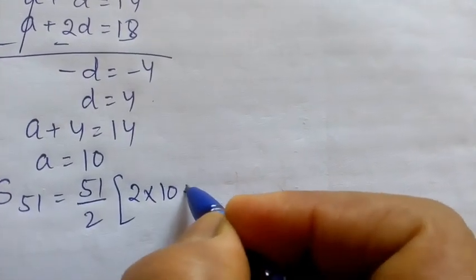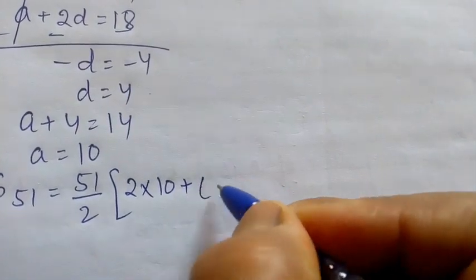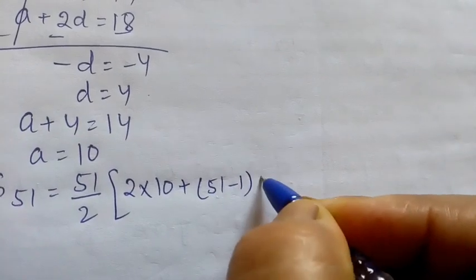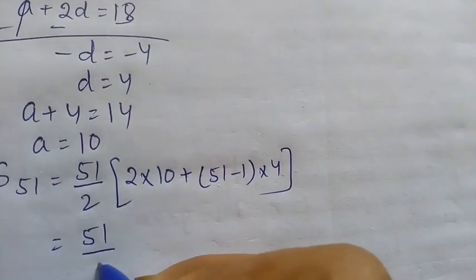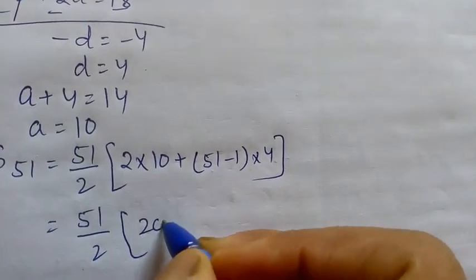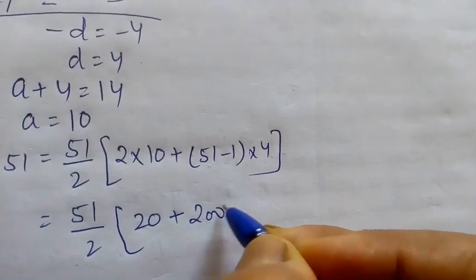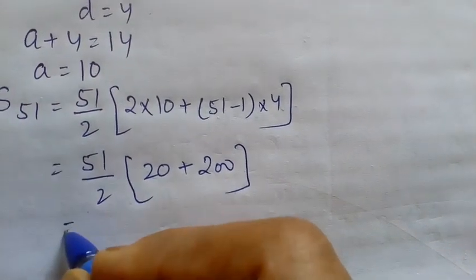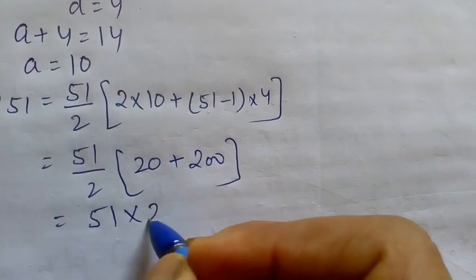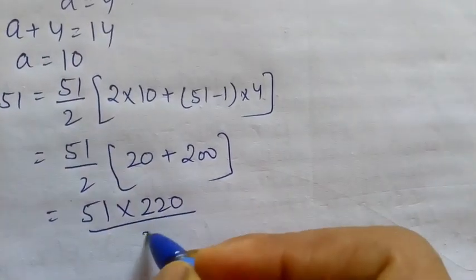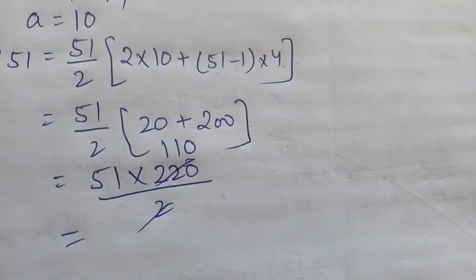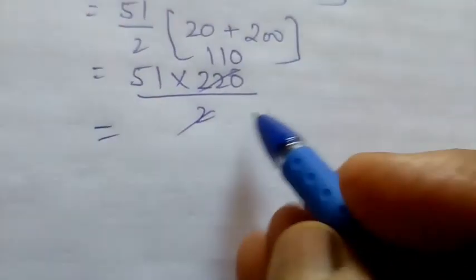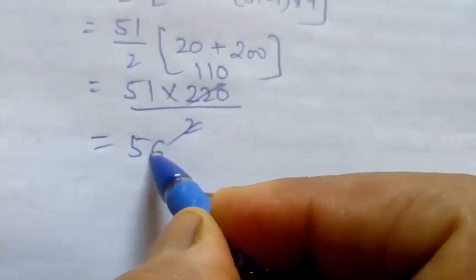2a plus (n minus 1) into d, it means 51 minus 1 into d. You have to solve this and get the answer. 20 plus 200 is 220. 220 by 2 is 110. And multiply this, you will get the answer.